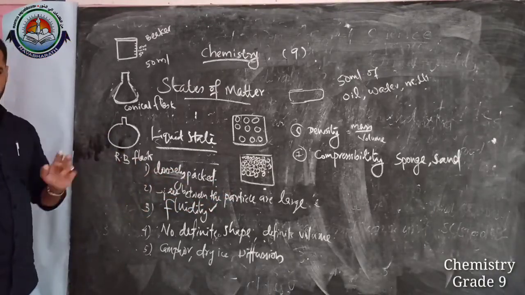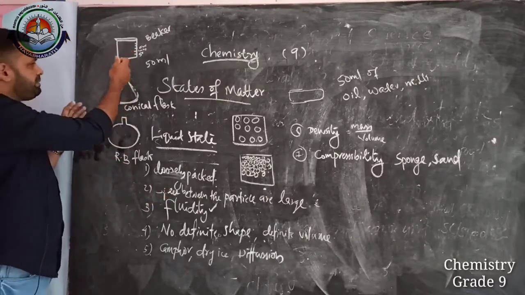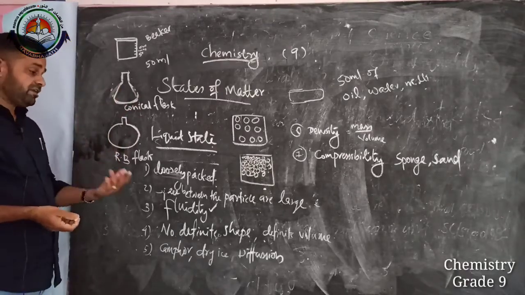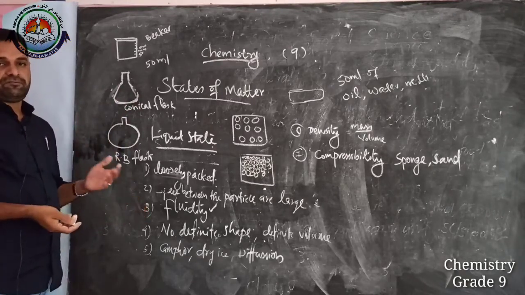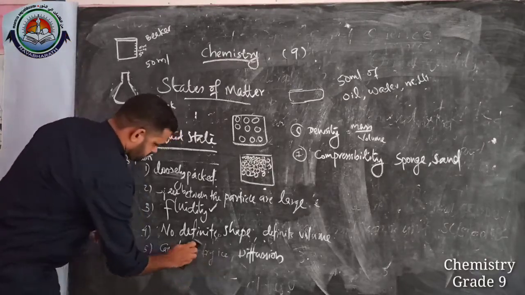They are having definite volume, isn't it? Because we take the same amount of water, so that same amount of water will be there in all containers. So, they have definite volume, but no definite shape. And then what about diffusion?